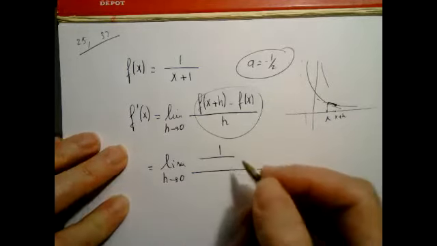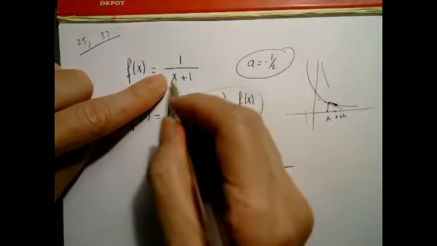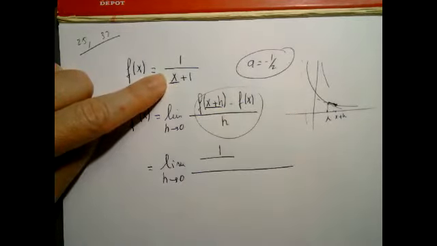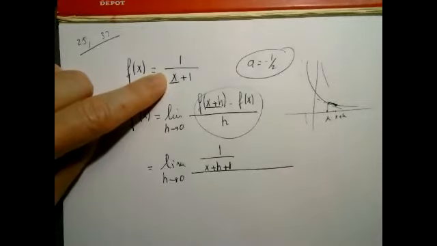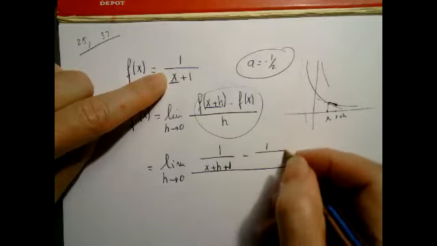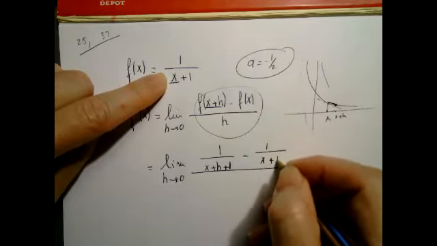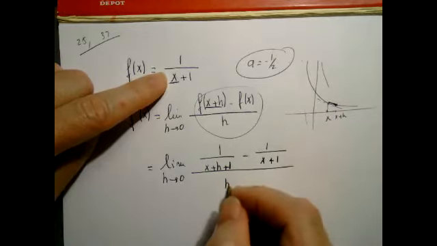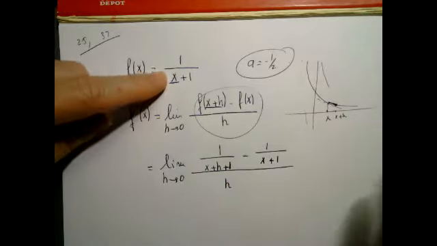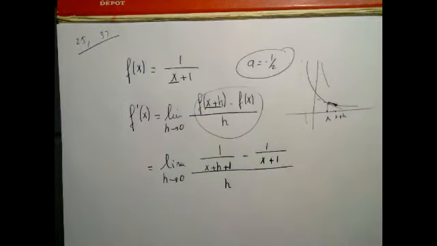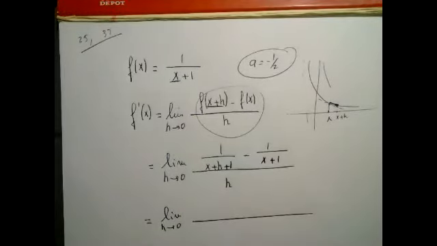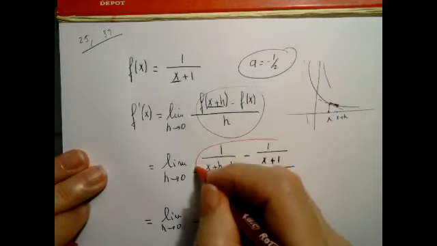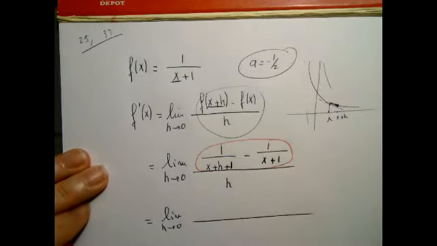Okay, 1 over, let's see how we plug in carefully. Whenever there is x, I put x plus h. So I will have 1 over x plus h plus 1, minus 1 over x plus 1, the whole thing divided by h. And the question is, we have to find the limit. All right, to find the limit here, we have to find a common denominator. I mean, we cannot guess anything. We have to take the piece here, this one, and find a common denominator.